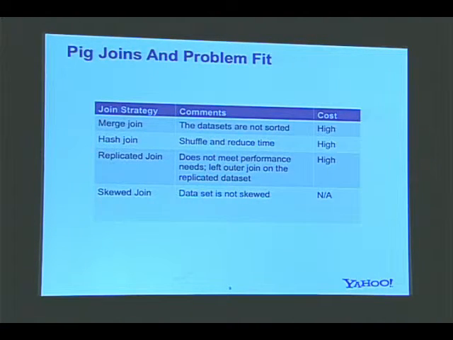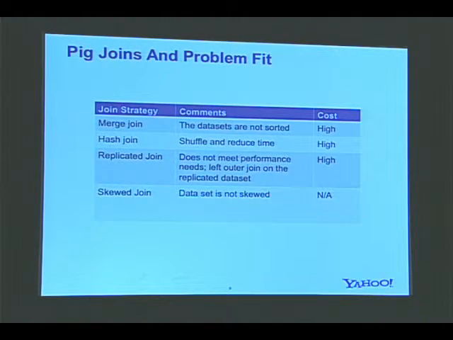So we did try a lot of existing join strategies in Pig and MapReduce, and some of them I've listed here. The first one being the merge join. To do the merge join, we actually had to sort the data set, and that was extremely costly in our case. So we tried that, and we found that the performance cost was very high.